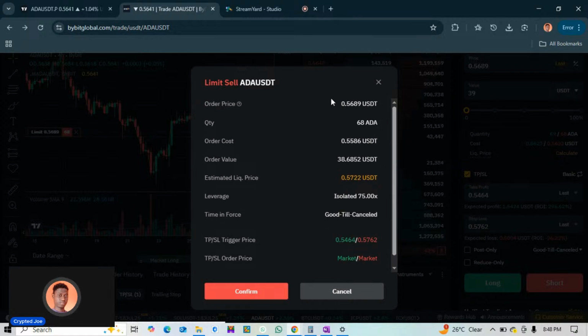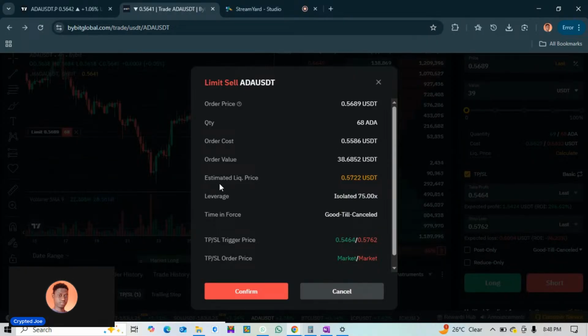Understand? The order price, there is the entry 0.5689. Your quantity, that's your quantity of the coin you're buying. So based on the amount you enter this trade with, you're actually buying 68 Cardano or Ada coin. So the other cost is 0.55 blah blah blah, other value 38.